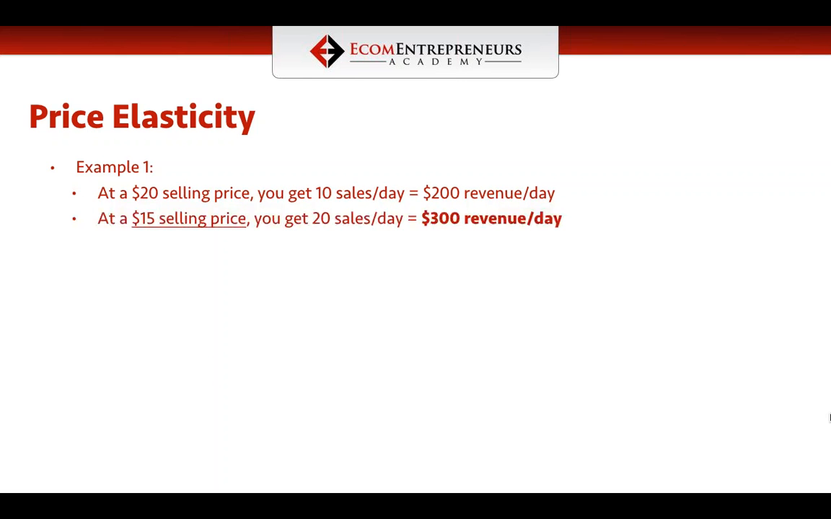So now instead of 10 sales a day, you get 20 sales a day. With that change, with that price elasticity, you're making $300 revenue a day. So in this first example, it makes much more sense for you to charge a lower price, a $15 price point instead of $20, because your sales are doubling. And because your sales are doubling, your revenue goes up by $100 a day, which is very significant. Okay, so that's the first example.